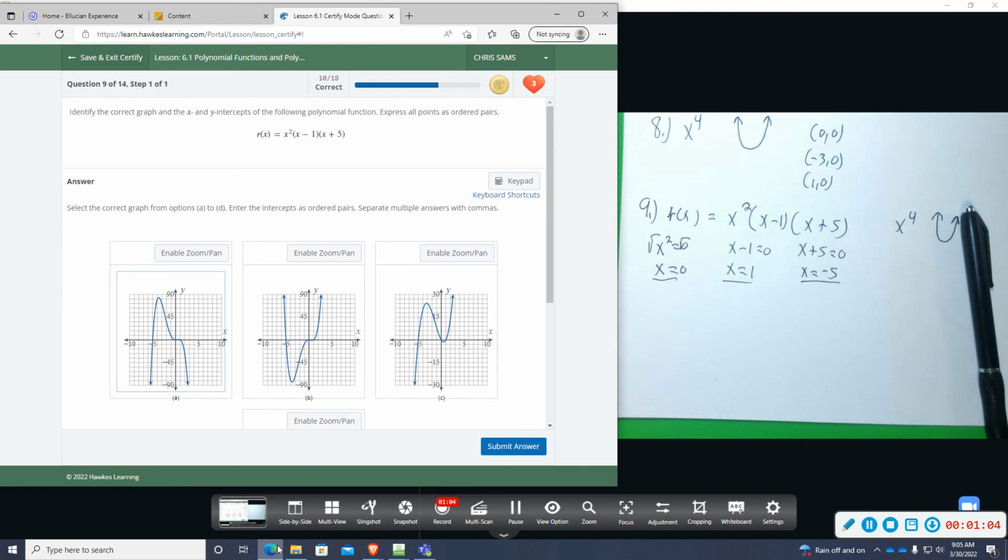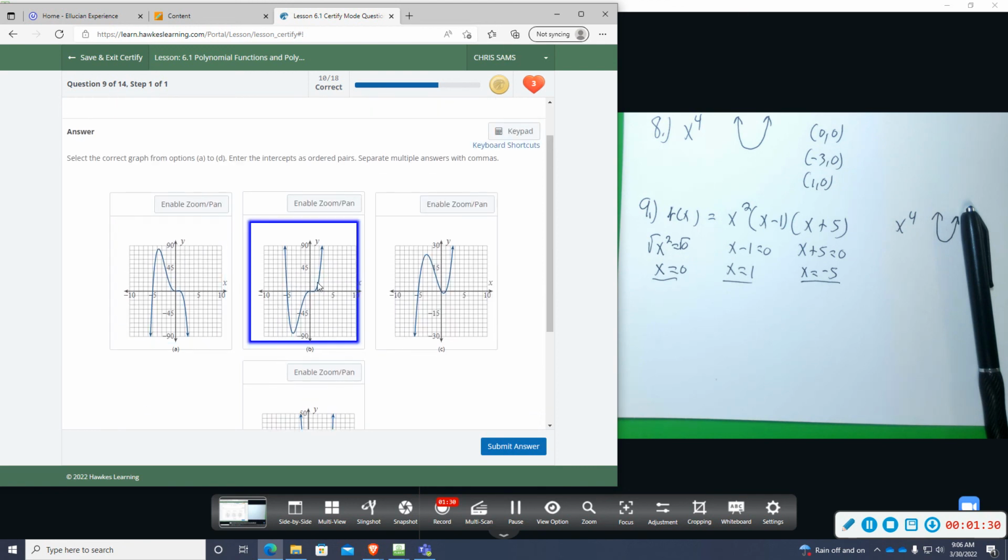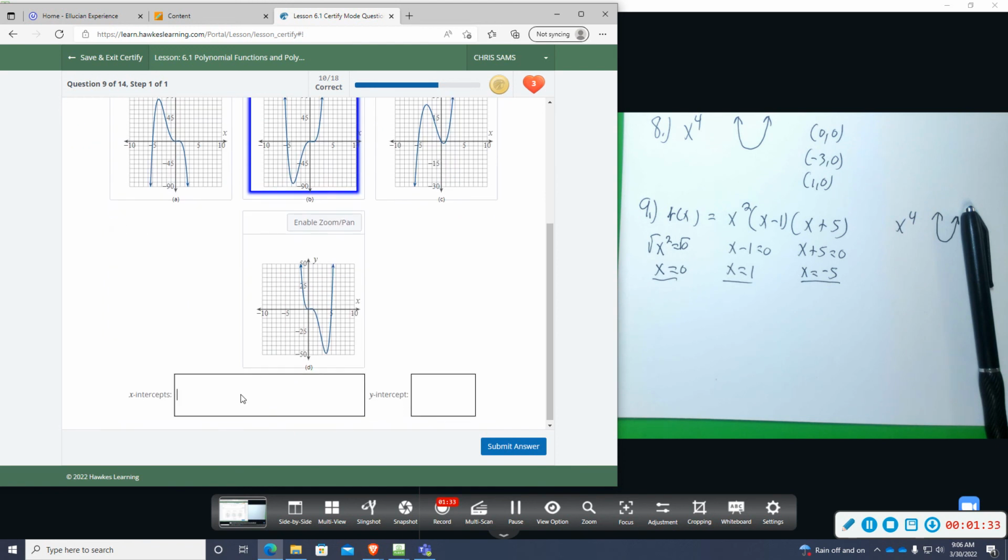From there, I can look at the graphs and see which one crosses at negative 5, 1, and 0, and has both ends going up. Not that guy. Here we have a negative 5, 0, and maybe a 1. Kind of looks like it's flat across. That looks like not the right endpoints. And this one does, but it doesn't have the right x-intercepts. So here's my graph. I can go ahead and put my x-intercepts here.